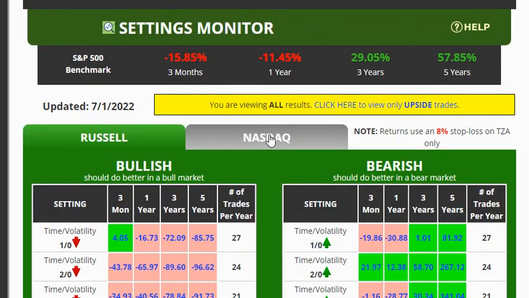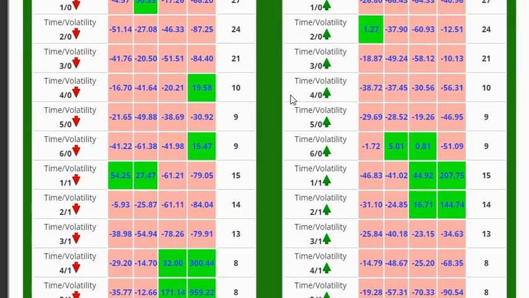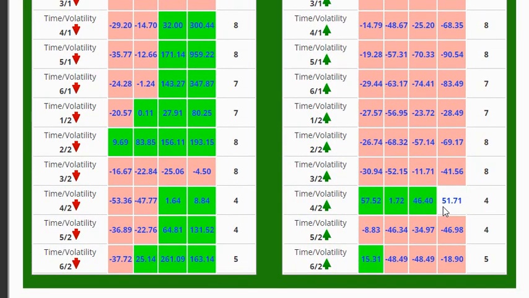Well, let's go take a look at the NASDAQ and see if we can find something. Again, nothing over here. Here's one that has all green, but if it wasn't for the last 3 months, it would be in the red. So that one just seems to have got lucky the last 3 months out of the 5 years. So we skip that one.